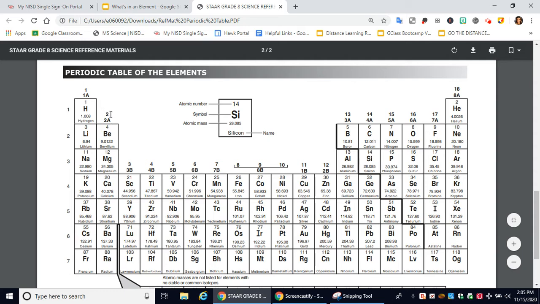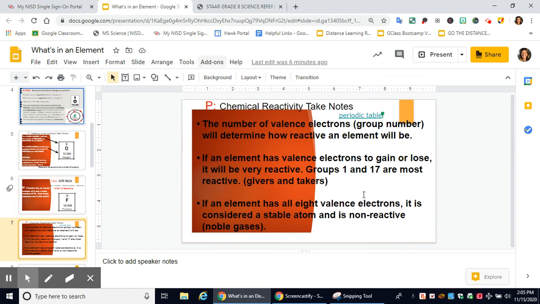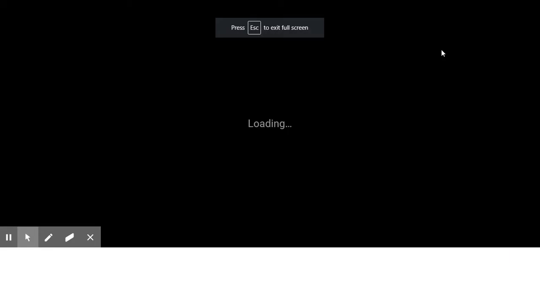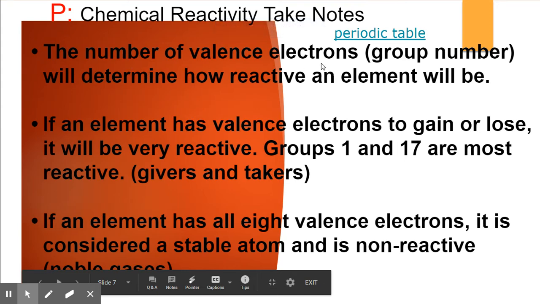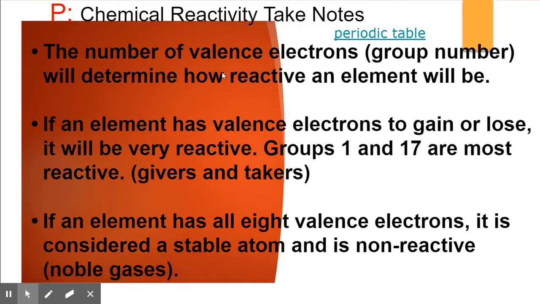Group 2, all of these elements would have 2 valence electrons. Now we skip these group numbers here and we go to group 13 and you look at the second digit only. So all these elements would have 3 valence electrons. All these elements in group 14 would have 4. In group 15 they would have 5, 6, 7, and 8. Okay, so again, the number of valence electrons is the group number above that vertical column.